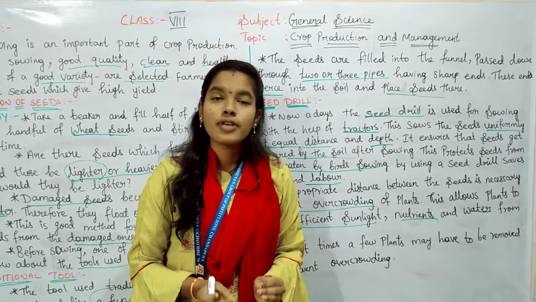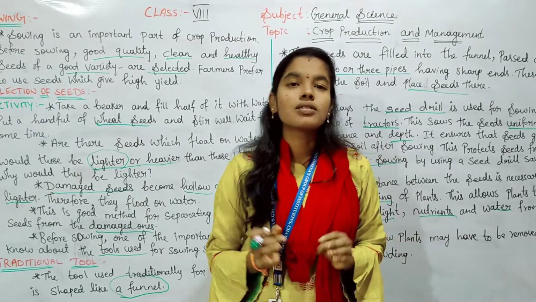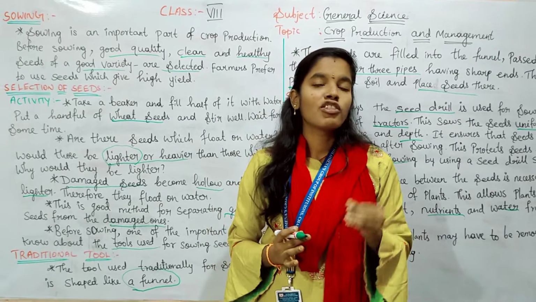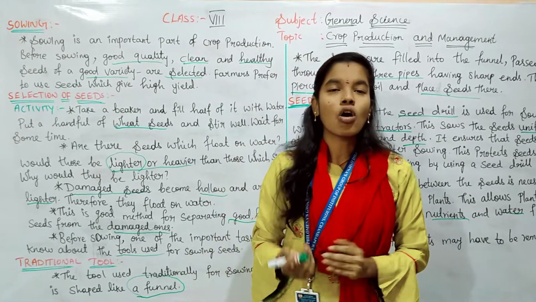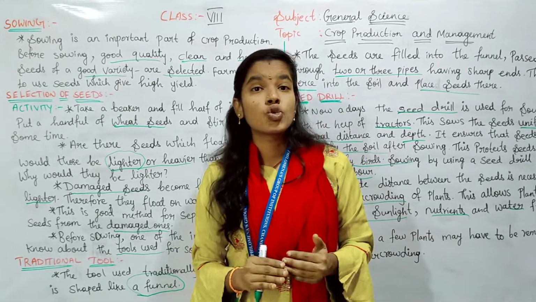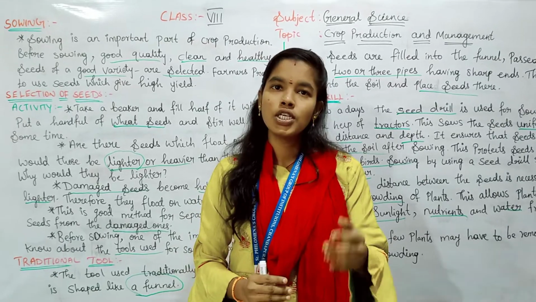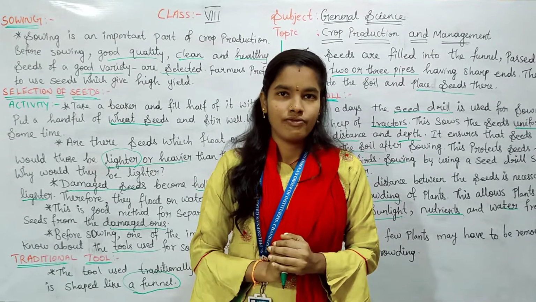Children, today we have discussed sowing. Sowing is an important part of crop production, and before sowing we must select good, healthy and clean seeds. We have also discussed how to select seeds. Next, before sowing we must know about the tools, and we have discussed the traditional tool and the seed drill.